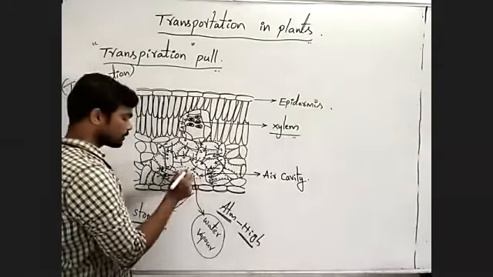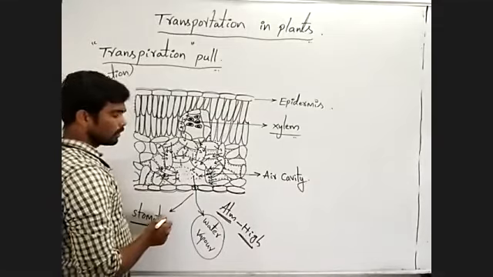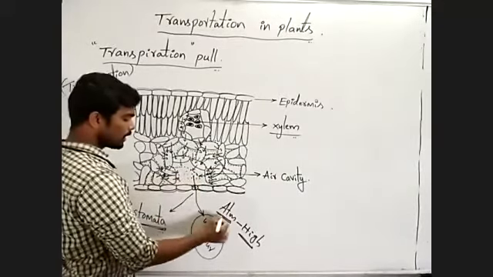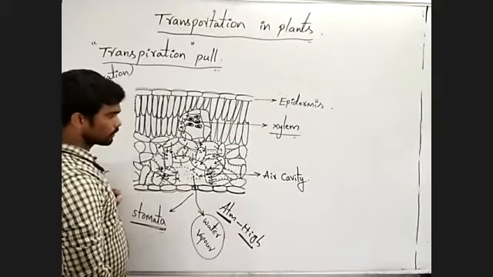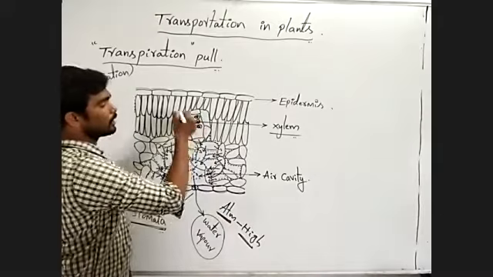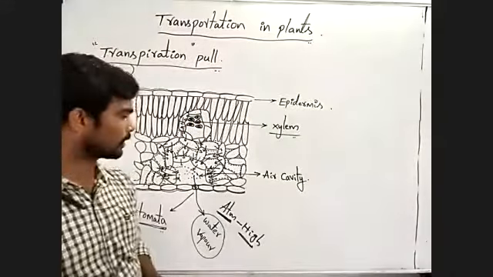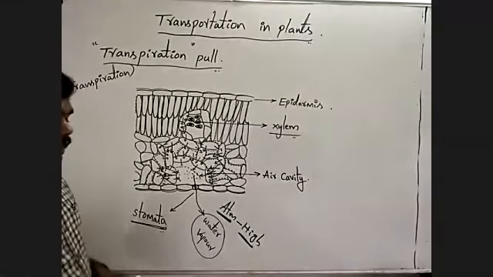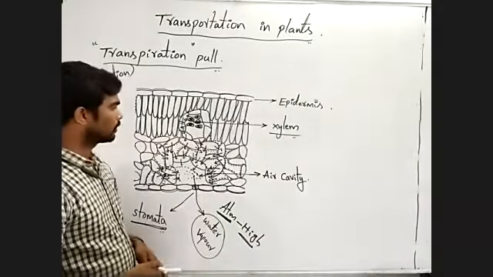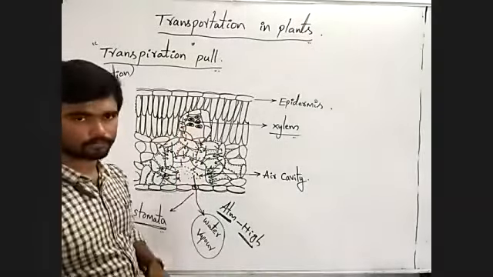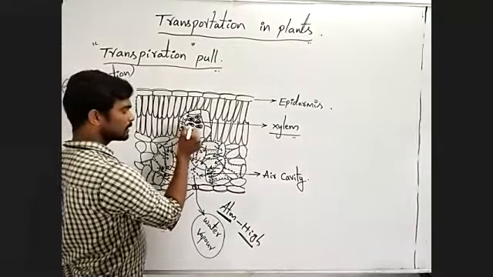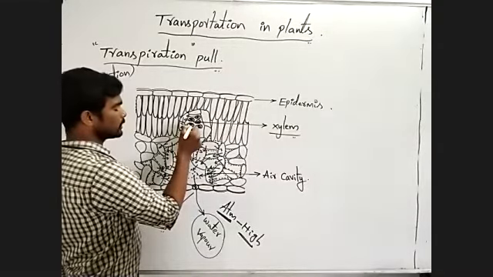Because of the transpiration process, because of transport of water in the form of water vapor into the atmosphere, a tension is created on the xylem vessels for water. Understanding? Water tension is created on the xylem vessel. Because of this water tension, water is transported to the xylem.